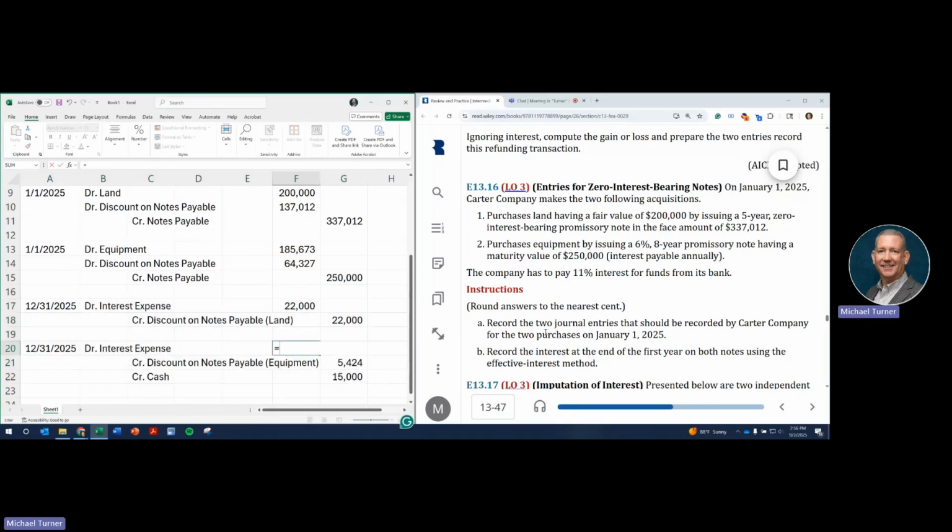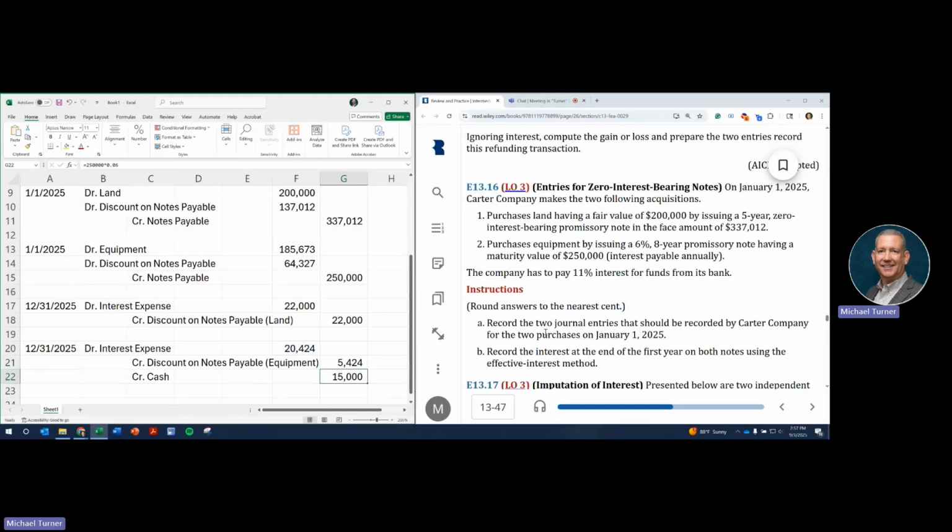Let's do this calculation a different way. We said that the loan was $250,000, minus the discount, so I get the net amount of the loan as $185,673, and multiply that by 11%. I get a $20,424 interest expense, and so therefore, again, the net amount for the amortization is $5,424.